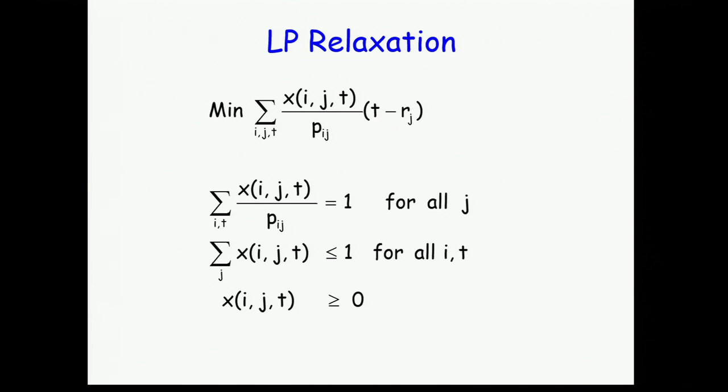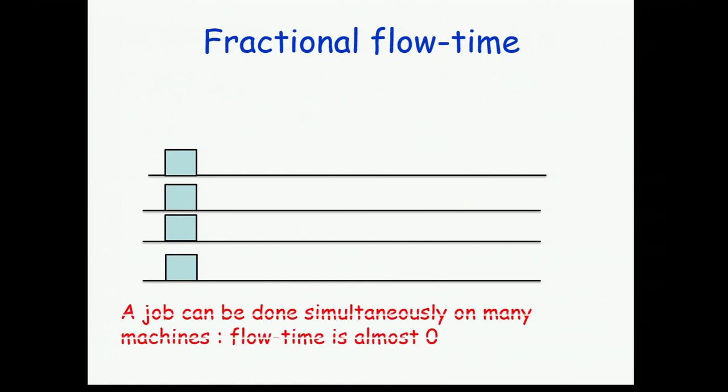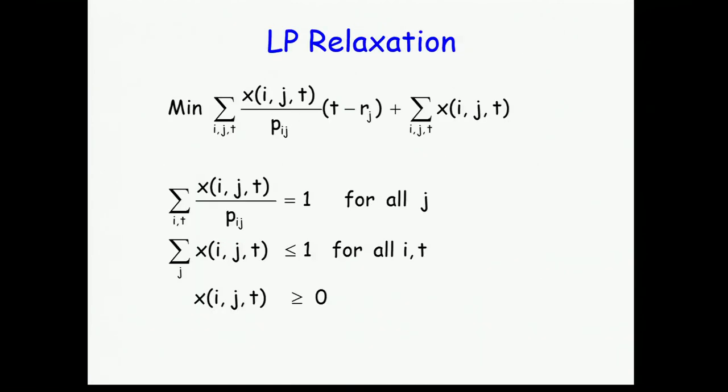And now we need to finish all the jobs. This is our constraint. And this is actually not enough. These constraints do not prevent us from taking a job and splitting it between many machines. So to avoid this situation, we add another term to the objective function, which is the sum of the processing time. So this is our LP.